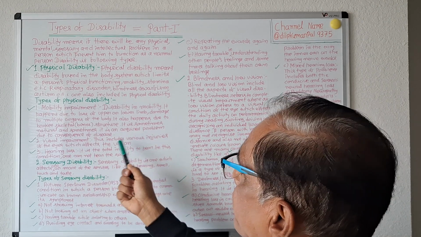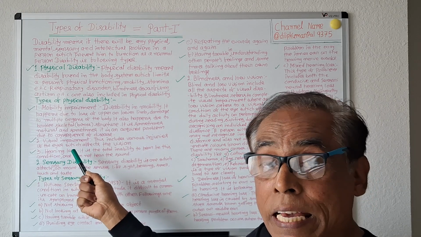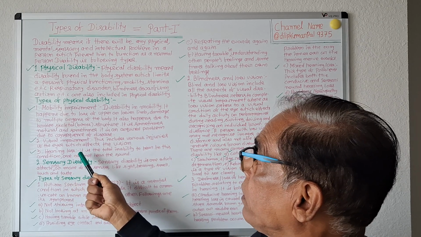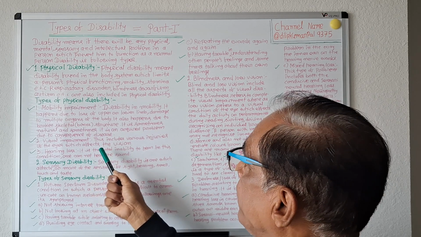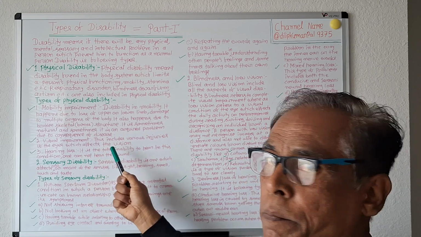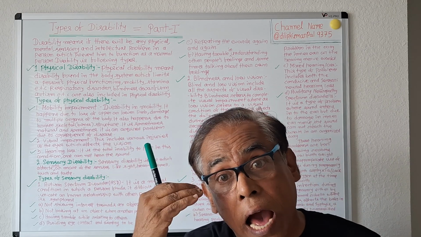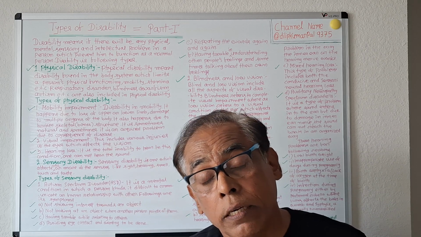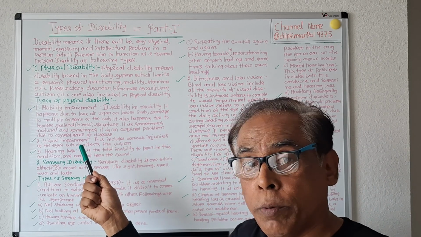It is disease. Then number two, visual impairment. Another type of physical impairment is visual impairment. This includes various injuries of the eyes which affect the vision. Whenever there is a problem in vision in the eye, it is known as visual impairment.